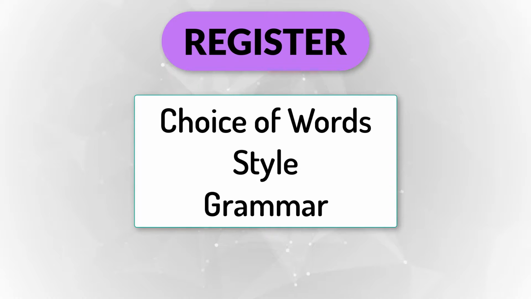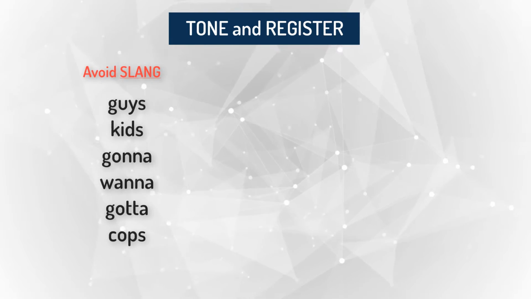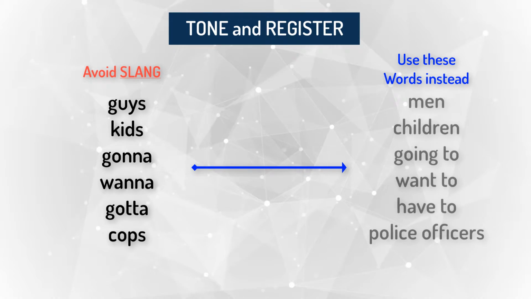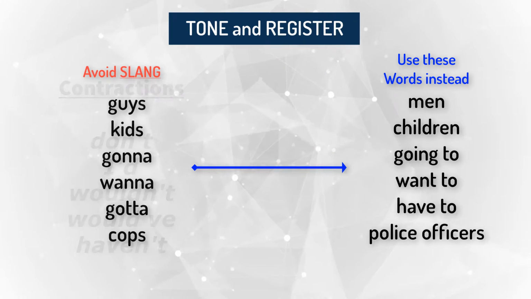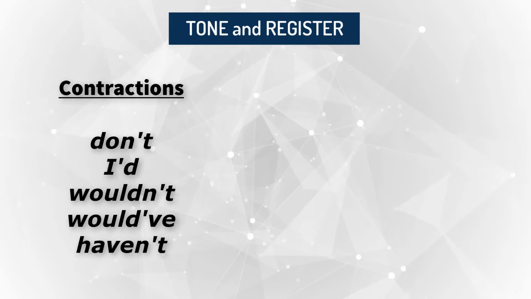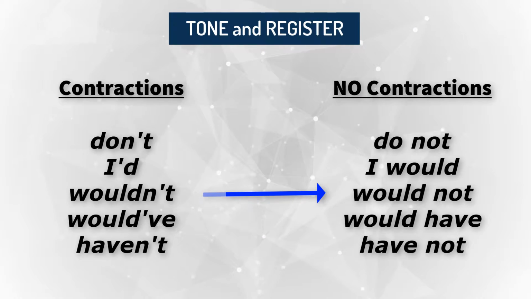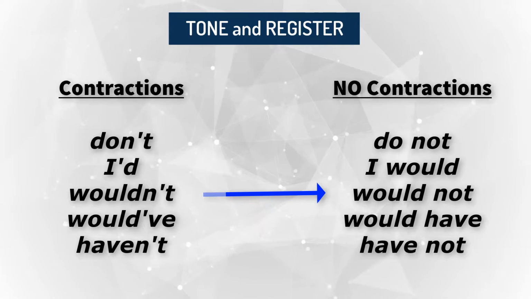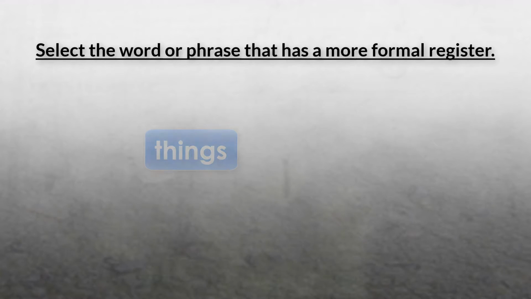Since the school is considered a formal setting, you need to avoid slang and incorrect spelling. Here are some examples of slang to avoid and words that we should use instead. Avoid contractions, just spell the words out. That isn't hard to do and takes your level of writing to a higher academic level. Now it's your turn to select the word or phrase you consider that has a more formal register.